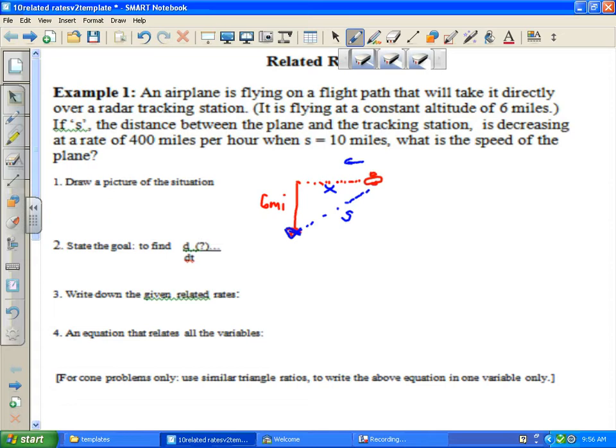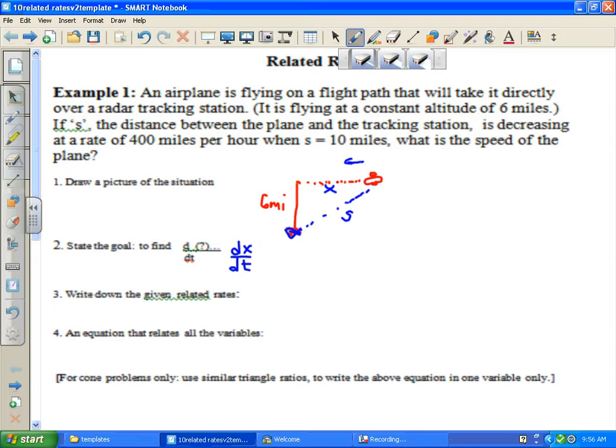dx over dt. So the goal is to find dx over dt, the rate at which that distance x is being traveled by the plane. How fast is it being traveled? That's going to be the velocity of the plane. Okay, then they want us to write down what is given. Write down the given related rates.